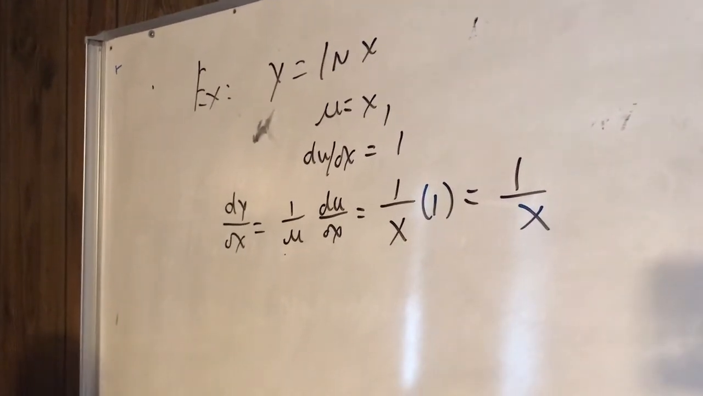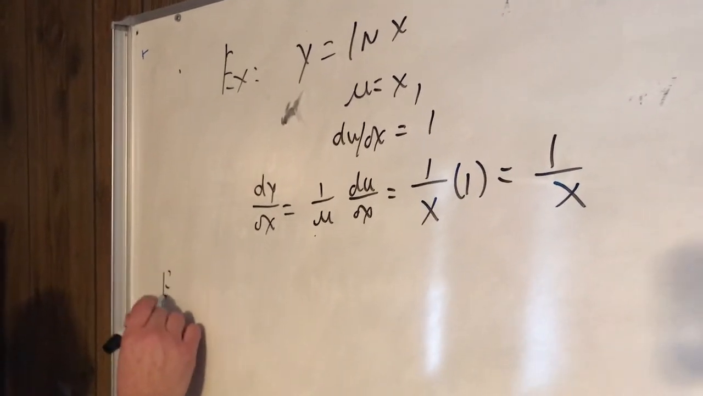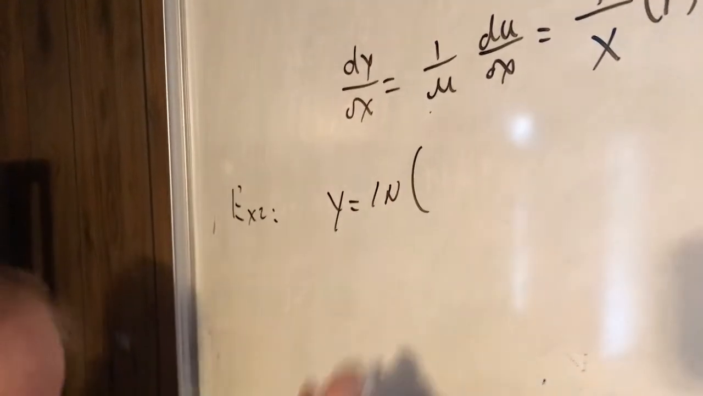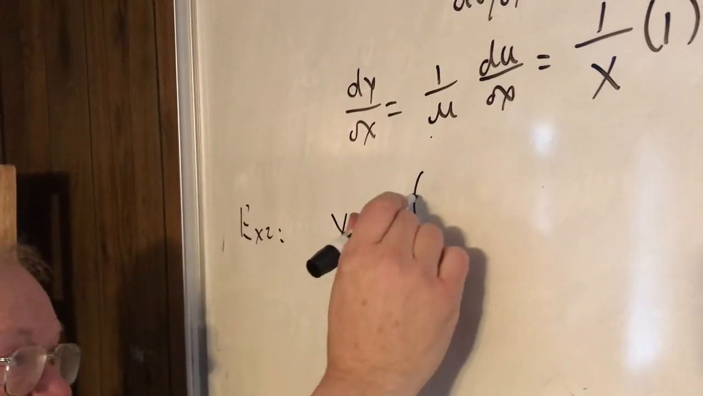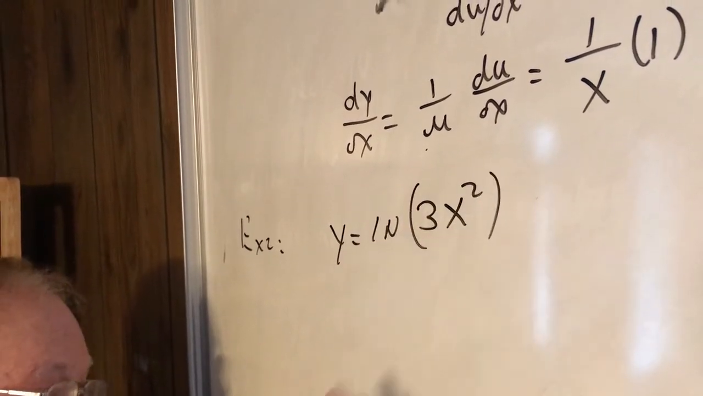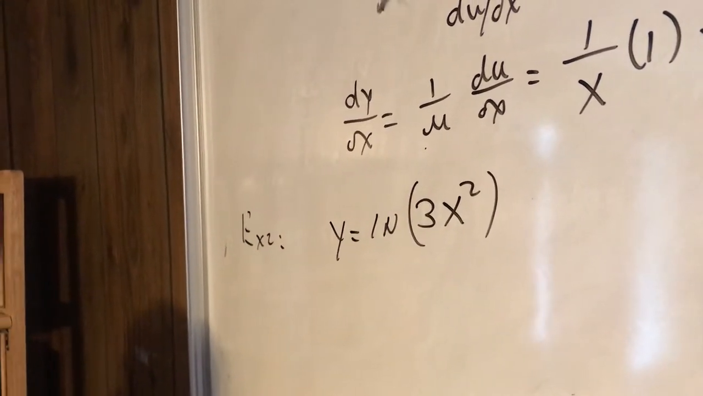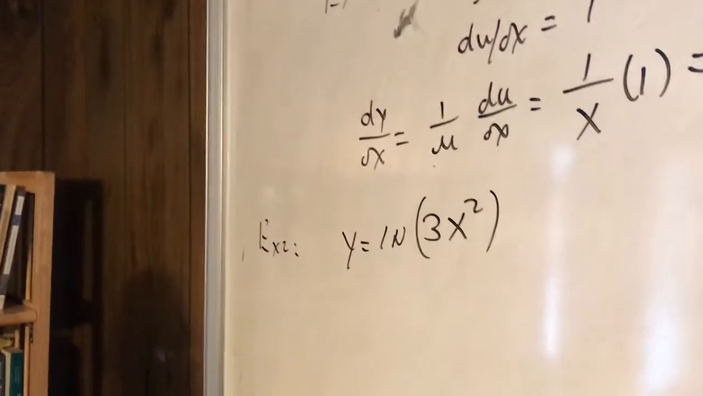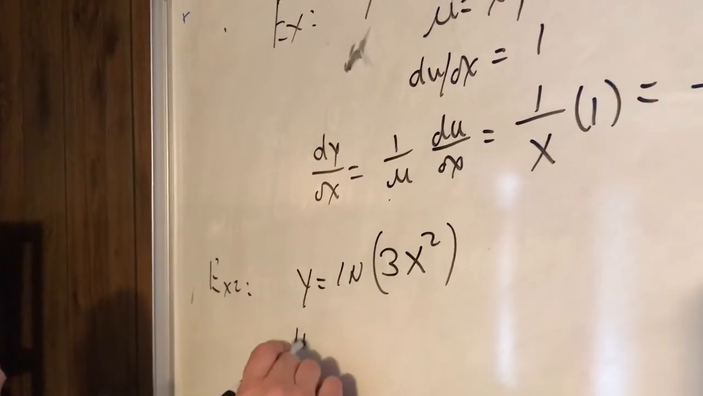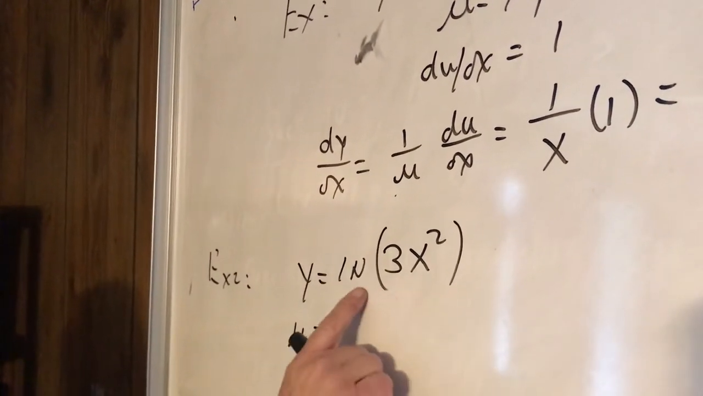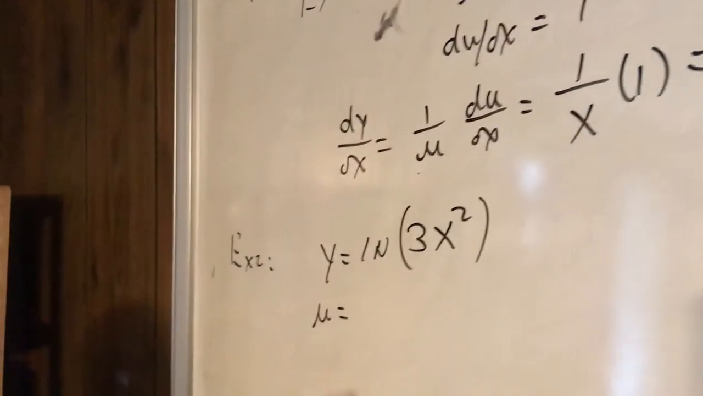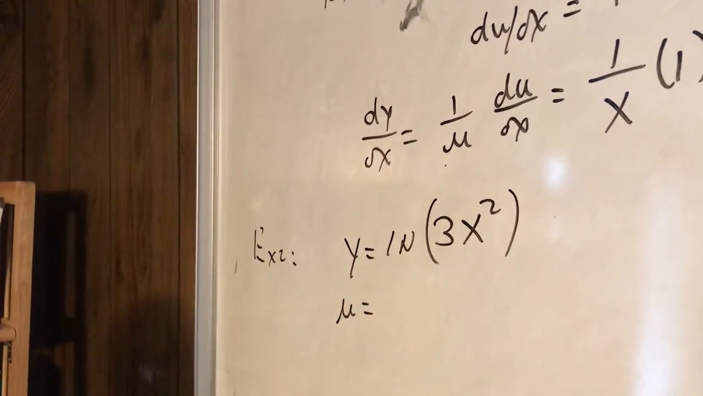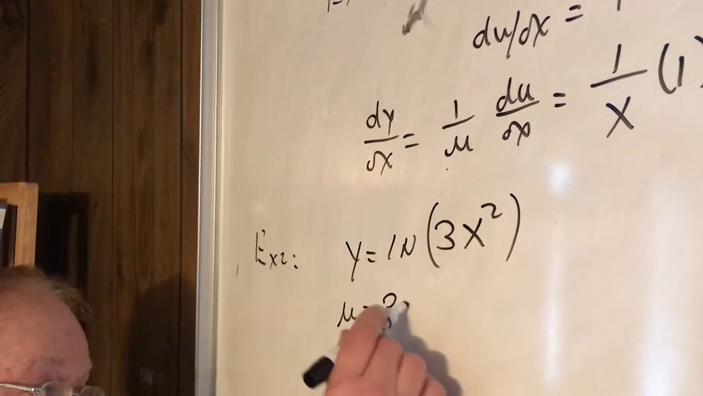It does get more complicated, so let's take another example. Let's say y equals the log of 3x squared. Notice, what do we have here? We have the log, and u is always the argument inside the log. Everything that's in the parentheses after the log is always called the argument. It's a mathematical term.